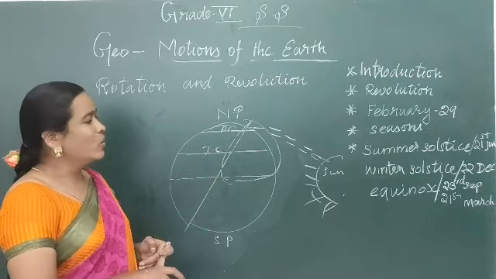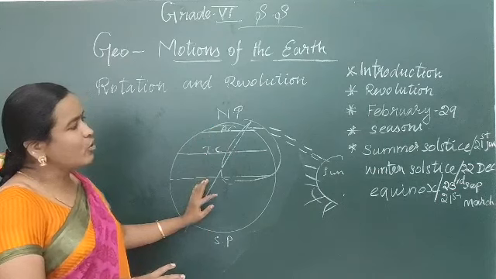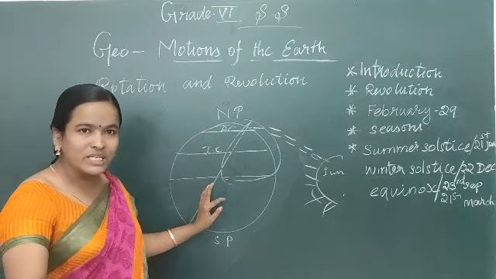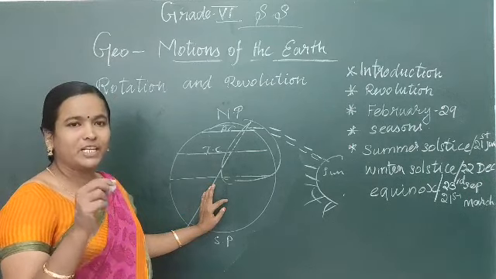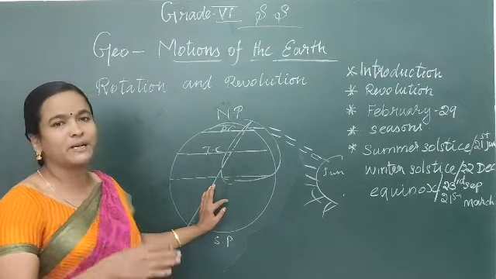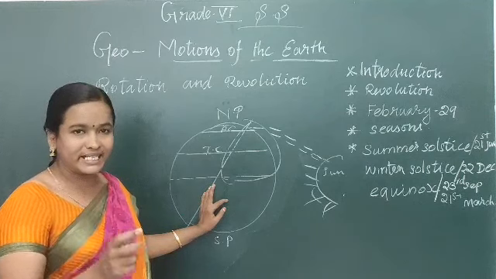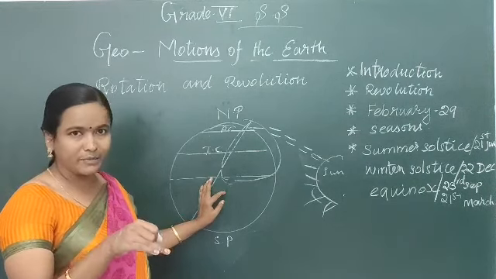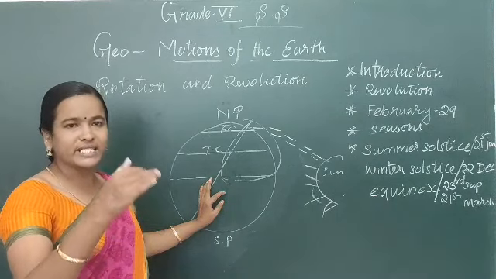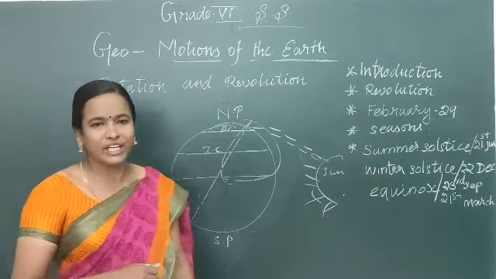Okay children? Today your homework is to study your geography book, page number 20 in the 3rd chapter. Read it, please understand. Know the spelling for solstice, northern hemisphere, seasons. Study all these things. Okay, thank you children.